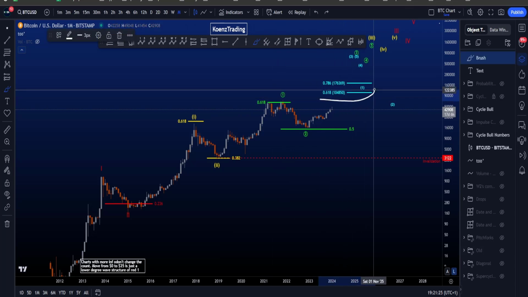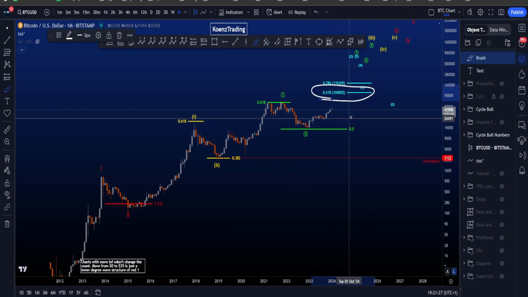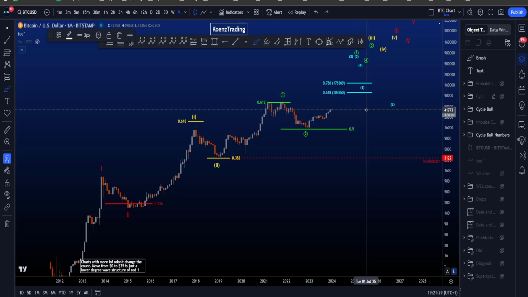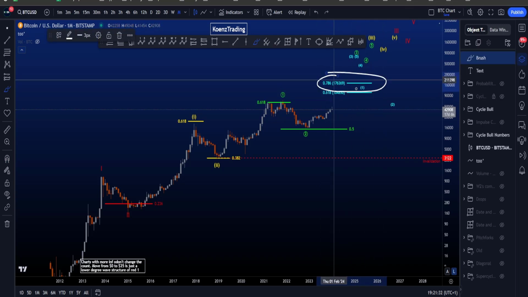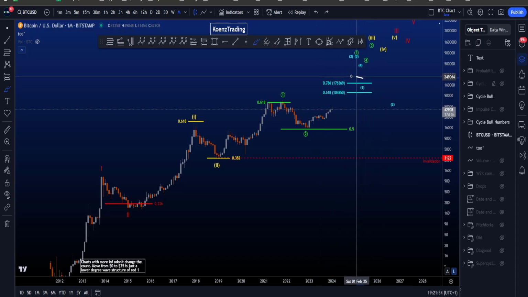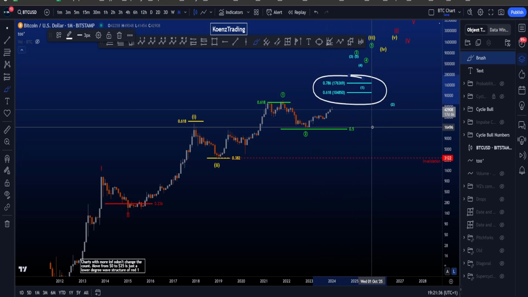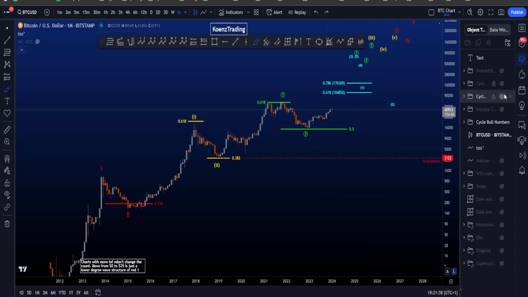So therefore the 0.618 here is an important target at 100k, 104k, but also just again for a little bit of flexibility, the 786 on the chart, which gives us a target between 100k and 180k.